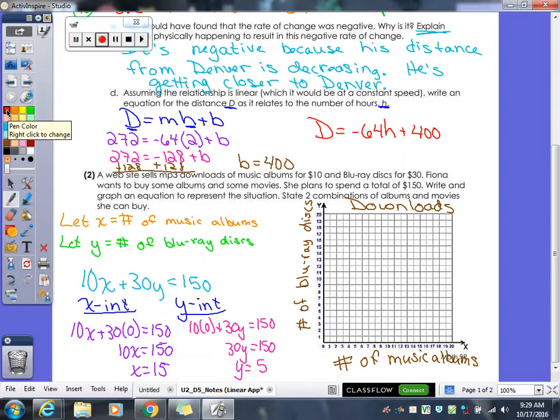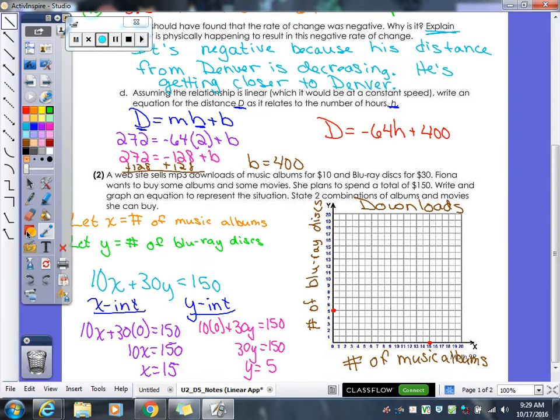My x-intercept is going to be right on my x-axis. I'm going to put a dot on my 15 on my x-axis. On the y-axis, I'm going to put a dot at the 5. Then using your ruler so that your lines are nice and straight. Yes, you always have to write the equation on the line.